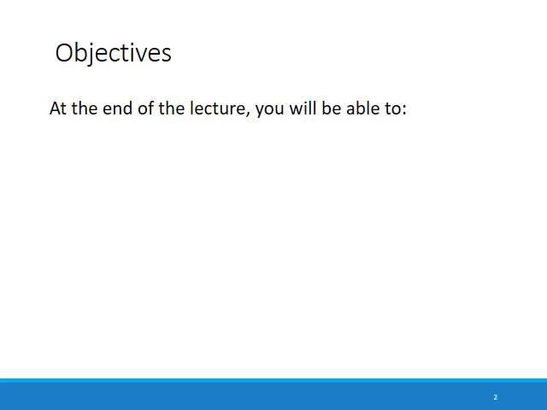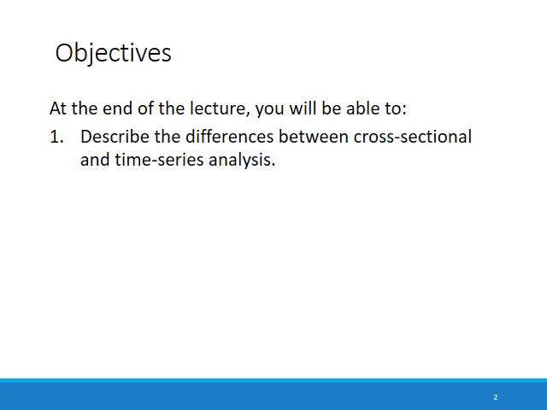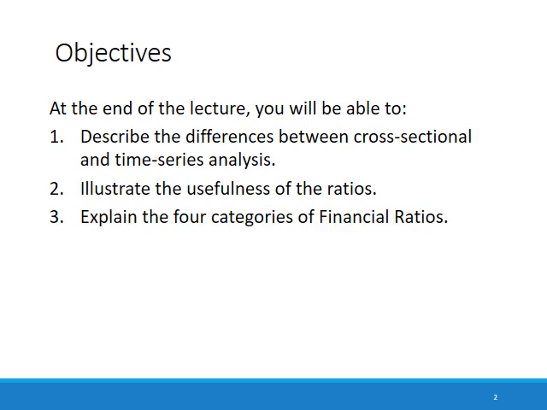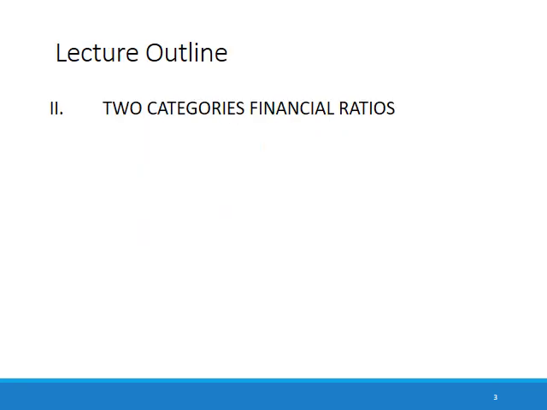Objectives. At the end of the lecture, you will be able to describe the differences between cross-sectional and time series analysis, illustrate the usefulness of the ratios, explain the 4 categories of financial ratios, calculate and interpret selected ratios. Lecture outline. We will touch on 2 categories of financial ratios for this lecture: leverage ratios and profitability ratios.